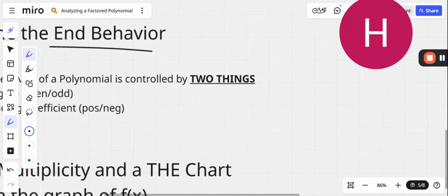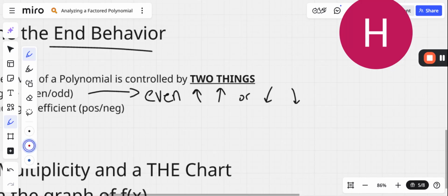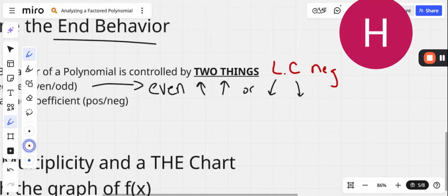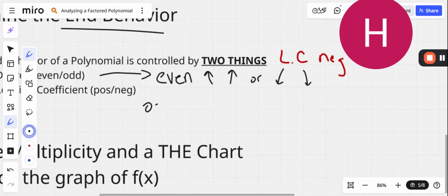The idea here is that if the degree is even, then either both sides are going to go up or both sides are going to go down, and this is going to depend on the leading coefficient. So if the leading coefficient is negative, it's going to make both sides of that graph go down. And if we have odd degree, pretty much means they don't agree. So we'll have up to the right and down to the left, or if the leading coefficient is negative, we'll have up to the left and down to the right.